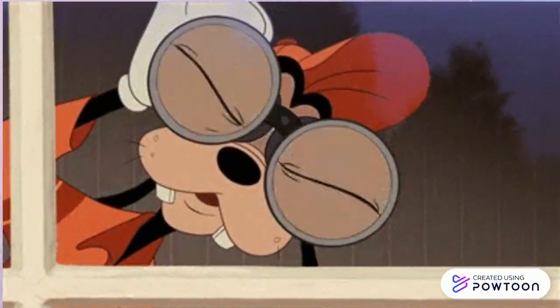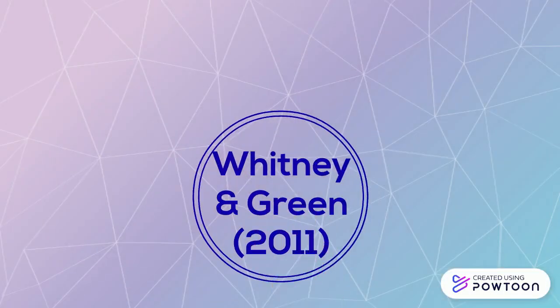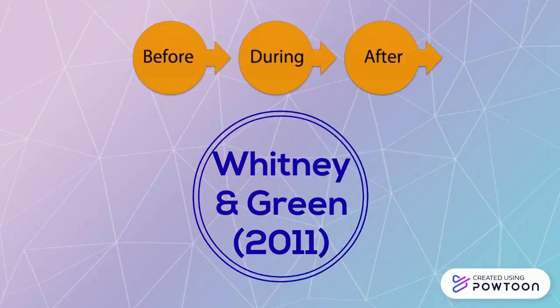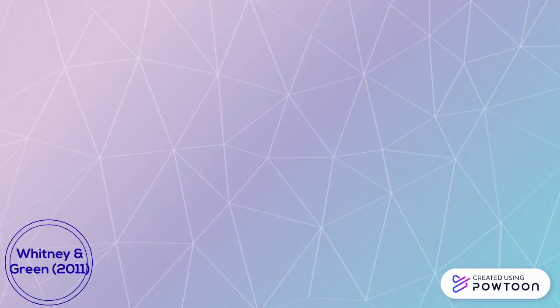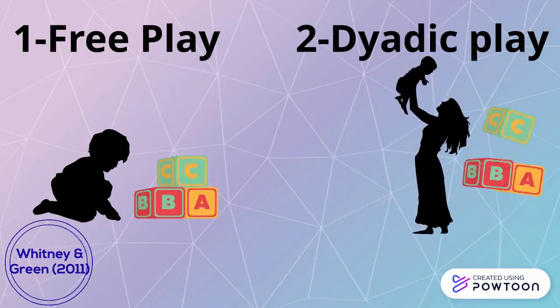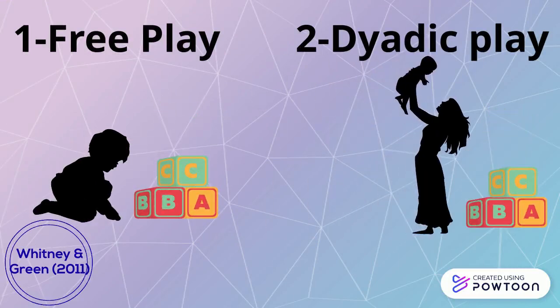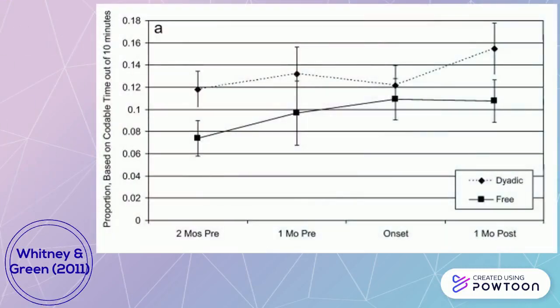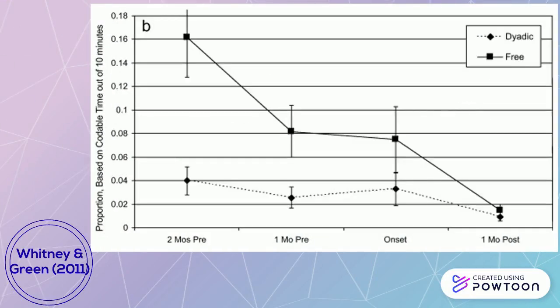An example of such observational research is that of Whitney and Green, who observed infants before, during, and after the onset of locomotion to see how it impacts their affect. The infants were observed in two naturalistic settings, when they engaged in free play and when they played with someone else, often the mother, which is known as dyadic play. The researchers found that there was no change in positive affect overall, but the negative affect expression decreased after learning to crawl during free and dyadic play.